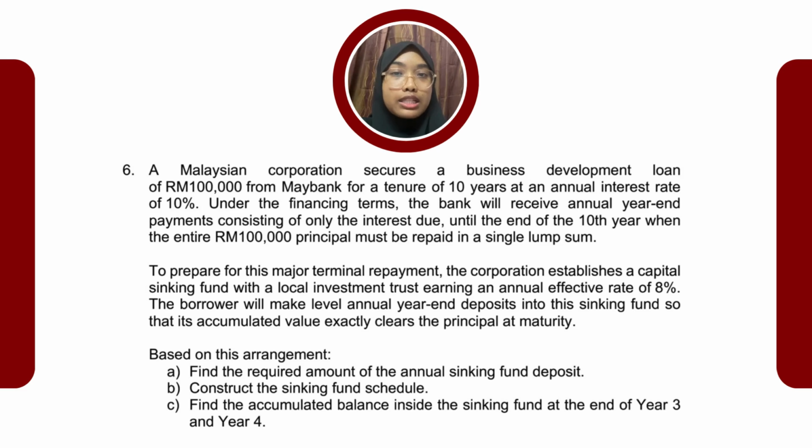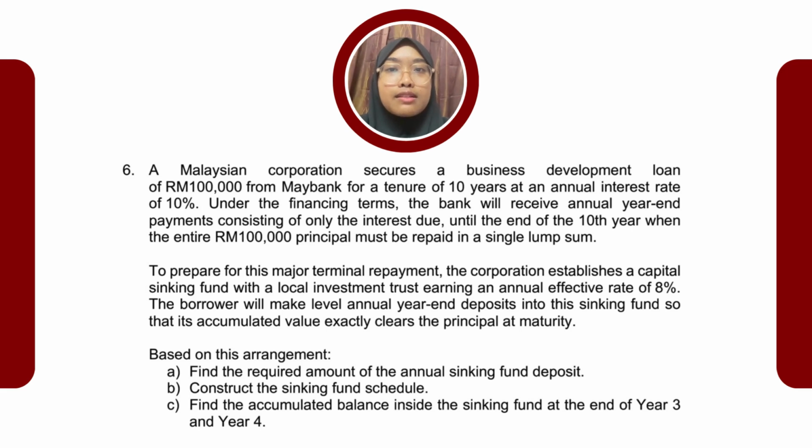Next, the question says, under the financing terms, the bank will receive annual year-end payments consisting only of the interest due. This sentence is very important. It means every year, the company only pays the interest to the bank. The principal amount, which is 100,000 ringgit, is not reduced during the 10 years. So, yearly interest payment is 10% times 100,000 equals to 10,000. Therefore, the company pays 10,000 ringgit every year as interest.